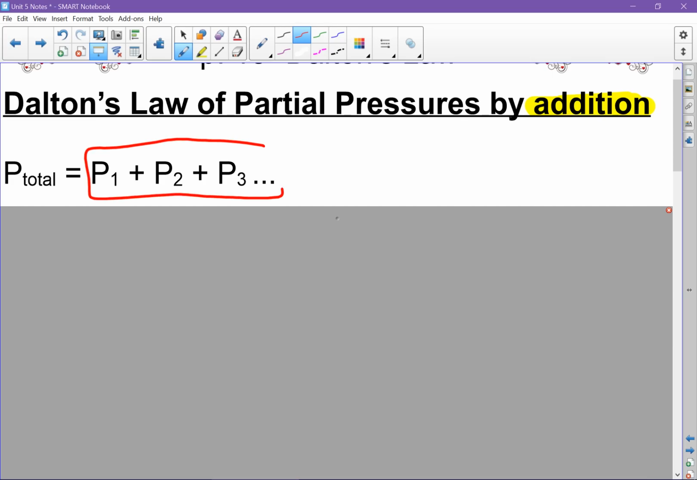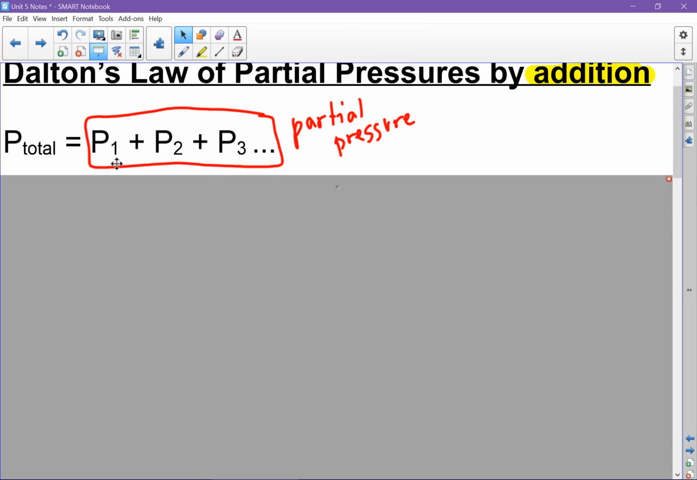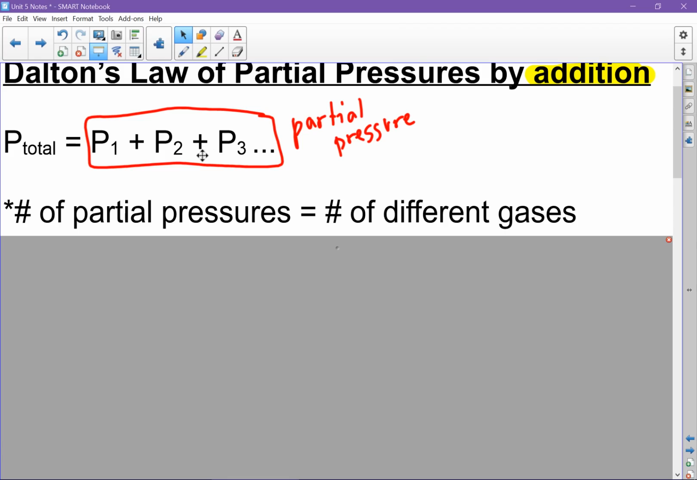These things are all called partial pressures. They are a part of the whole entire total pressure. You're going to have to adjust your formula sometimes. The total pressure will equal different numbers of partial pressures. You'll know how many partial pressures to write because it'll be the number of different gases. So if you see a question with 2 different gases in it, you'll only write 2 partial pressures. If you see a question with 4 different gases in it, then you'll write 4 partial pressures.